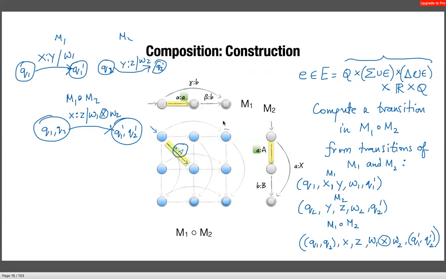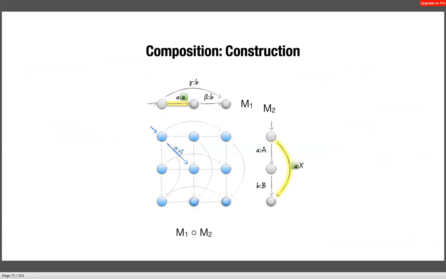You're going from Q1, Q2, which is denoted by this state, and then you're going directly to this state, which is the tuple denoted by these two component states in M1 and M2. All right, so that's the first kind of transition. Similarly, if you have alpha producing small a, and then you have the second transition here, where small a is consumed and capital X is produced as output, then the resulting transition in the composed machine is here.